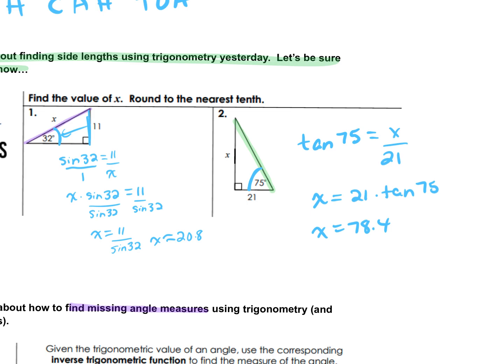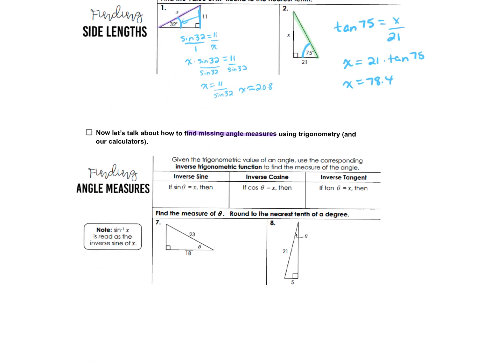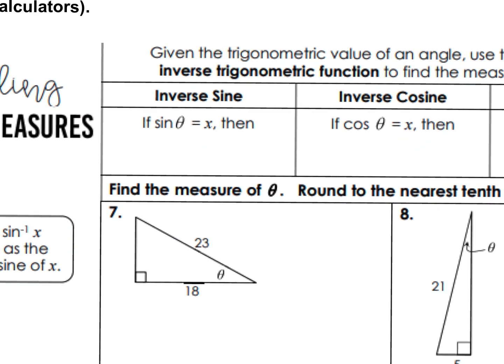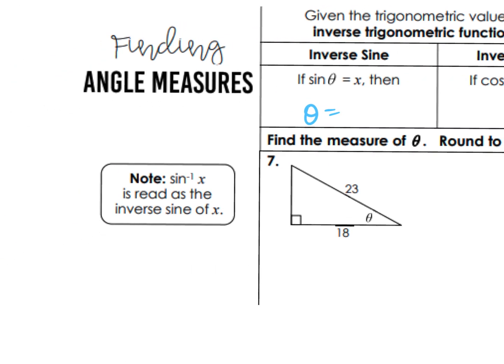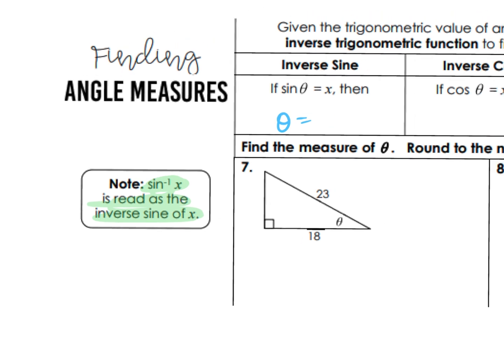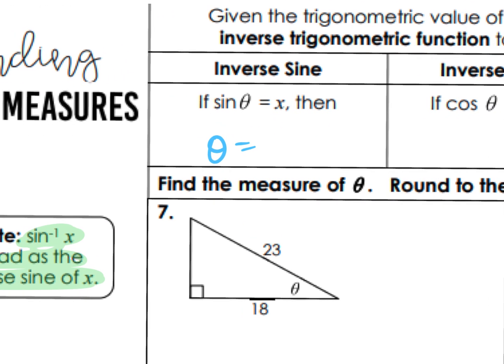awesome. When we are finding angle measures, remember we need to use the inverse trig function, not the same thing as reciprocals. If we're told that the sine of theta is equal to x, then to solve for theta and get theta by itself, we've got to take the inverse sine. And notice how that's written over here; we read that as inverse sine of x.